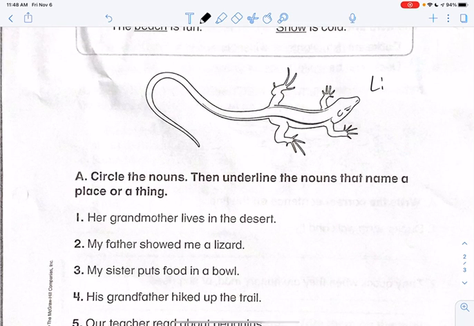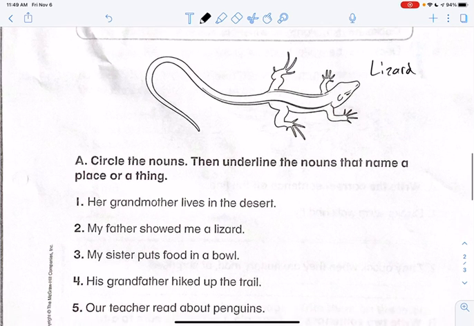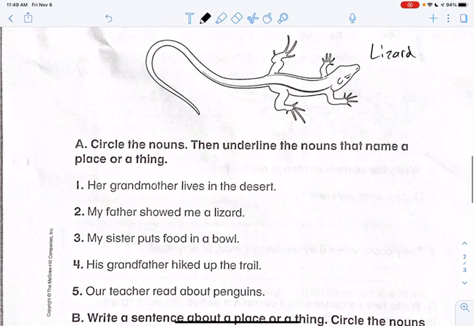It's a lizard. And we're going to use things from the story we read, and we're going to underline the nouns that name a place or a thing. So not a person, just a place or thing.